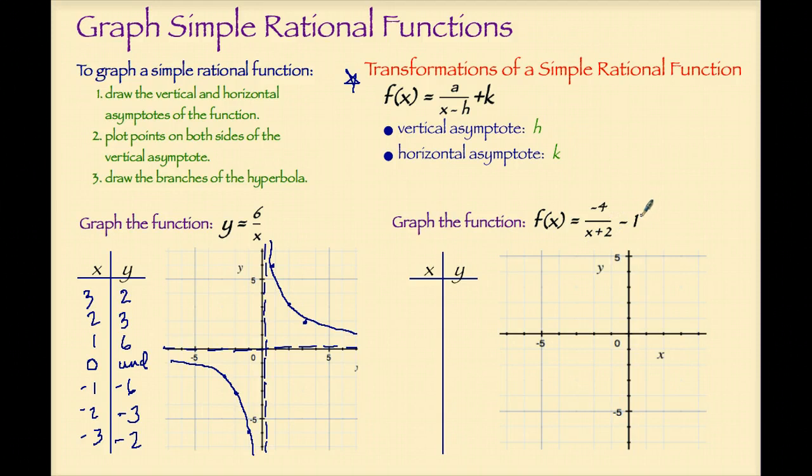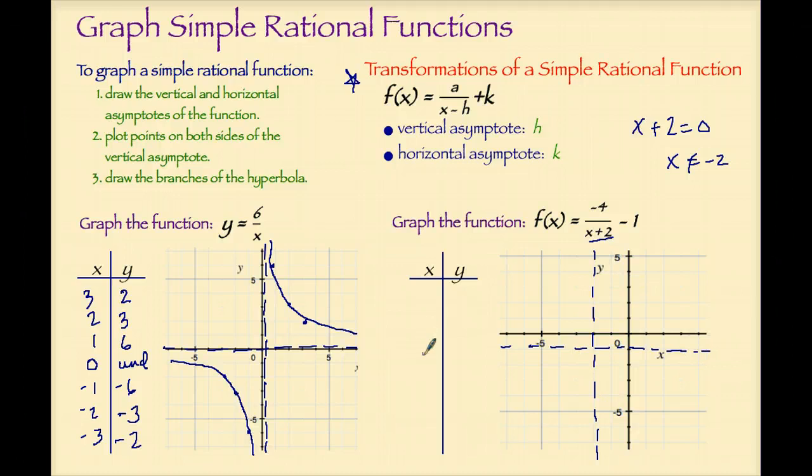So remember, in a simple rational function, the vertical asymptote was at 0 and the horizontal asymptote was at 0. But with this horizontal shift, remember it's the opposite sign when it's a horizontal shift, we expect our vertical asymptote to now be shifted left 2 units to -2. And that makes sense because think, where will x plus 2 be equal to 0? At x equals -2. This is where the function is undefined. Therefore, that's where the vertical asymptote will be. The horizontal asymptote is going to be -1, indicating the vertical shift.